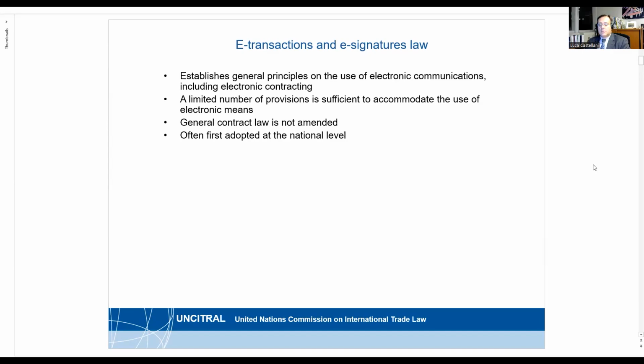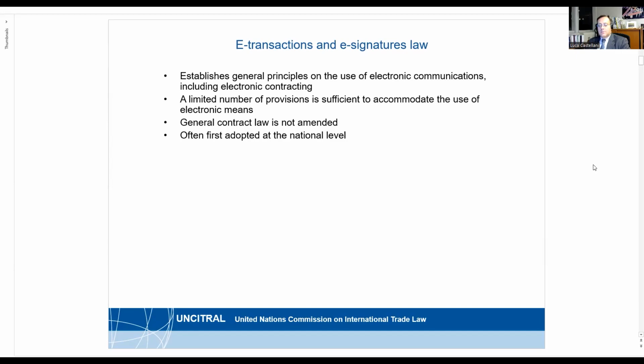And it does not demand the development of a special set of rules, which may be difficult to apply, including when a contract actually is a hybrid, half, for instance, on paper and half electronic. So we do not recommend, UNCITRAL does not recommend the adoption of a special set of rules for contracts in electronic form. General contract law should apply, but of course sometimes may need some adjustment.